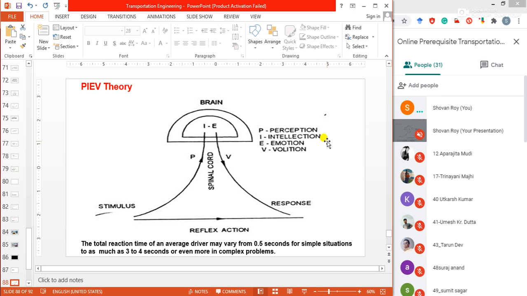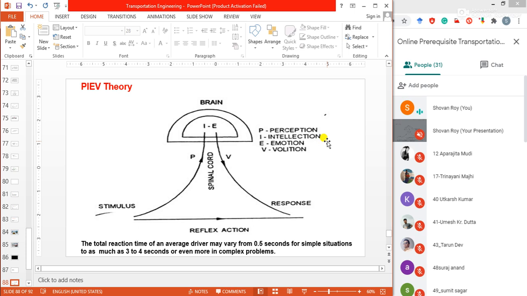Emotion. E for emotion. Emotion time is the time elapsed during the emotional sensation and disturbance such as fear, anger or any other emotional feelings such as superstitions, etc. with reference to the situation. Therefore, the emotion time of a driver is likely to vary considerably depending upon the problems involved. Here it mentions the elapsed time during emotional sensations. You are angry, or you are in a very disturbed condition, or in a very sad condition, or maybe you are drunk. These things are involved in emotion.